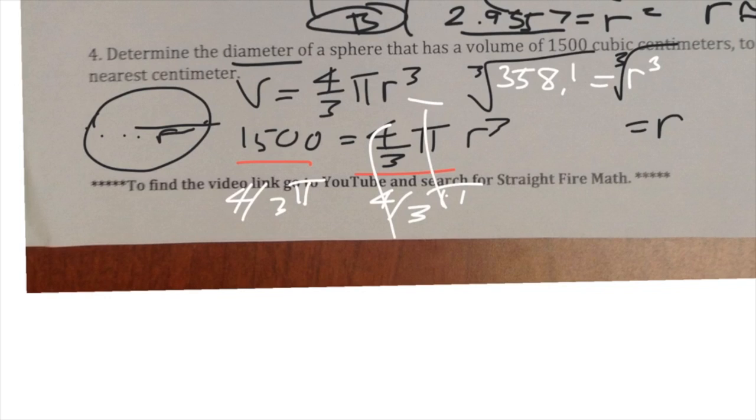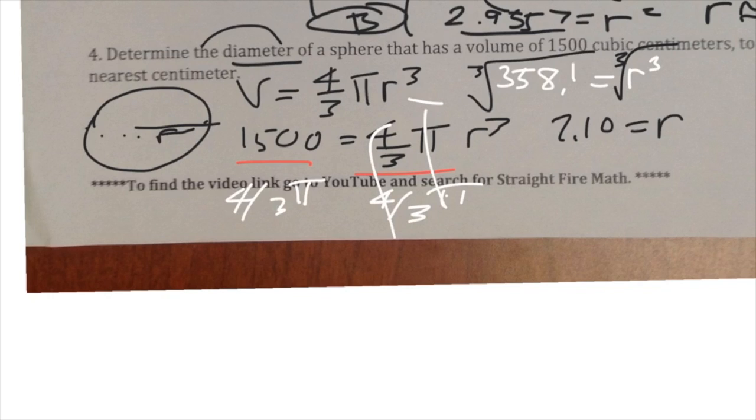I have to dial this into the calculator. This gives me a radius that's about 7.1. I'm not going to round just yet because I'm not done finding my answer.